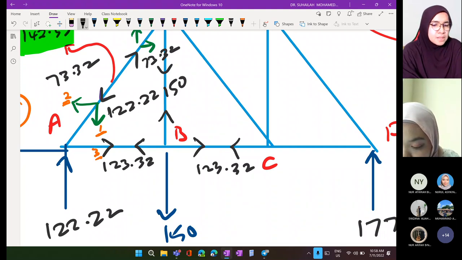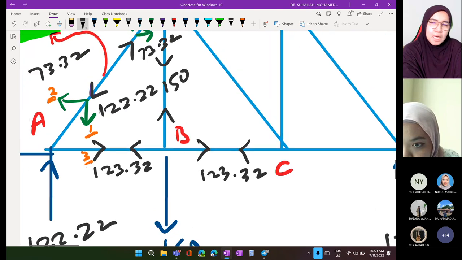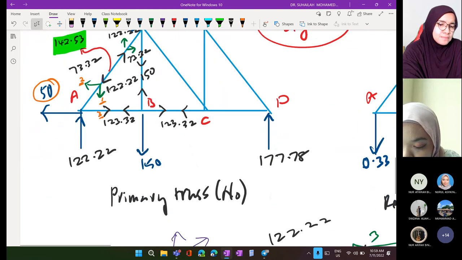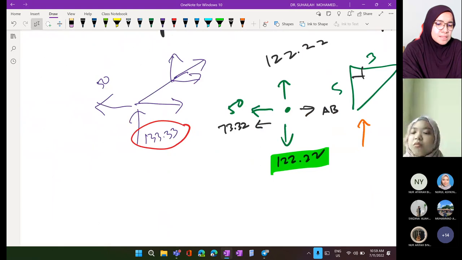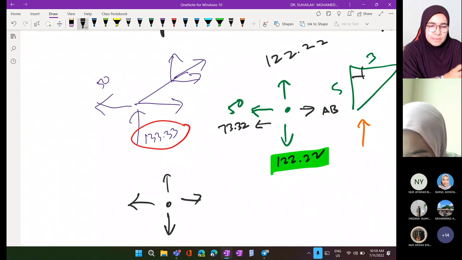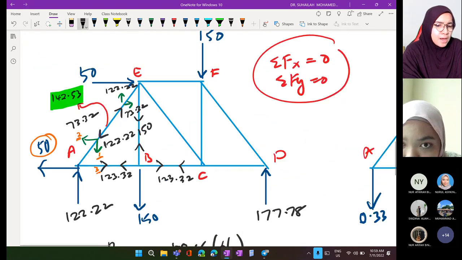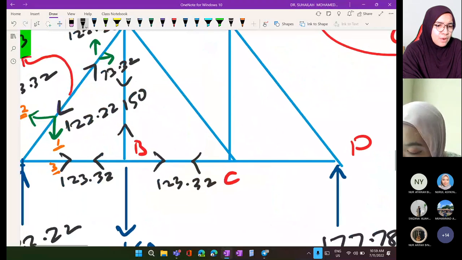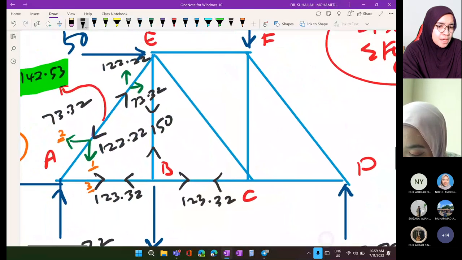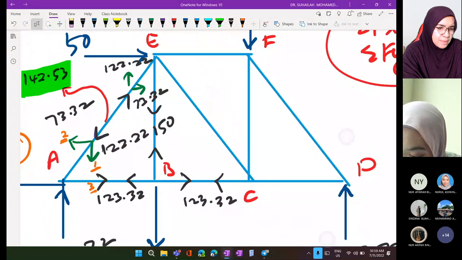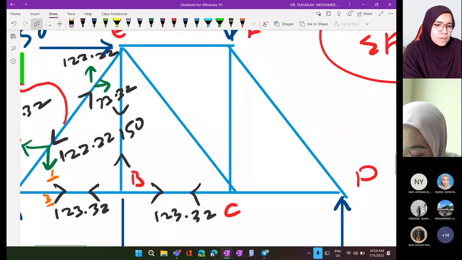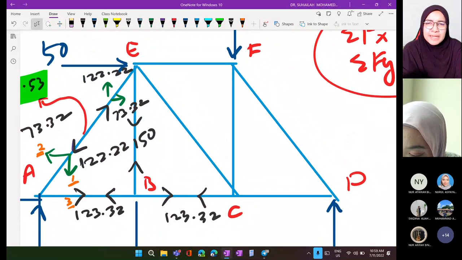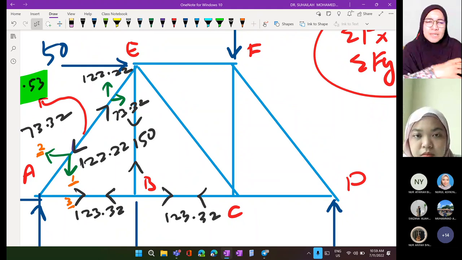Okay, so any B lah. Okay, bila kita check macam ni, sini B dia mesti balance between this. Okay, mesti balance. Okay, so now BC, we already get BC, we already get BE, 150 for BE. Okay, now we focus on join C, join D, join E, join F. Okay, join yang banyak connection tu, we do it last at the end.